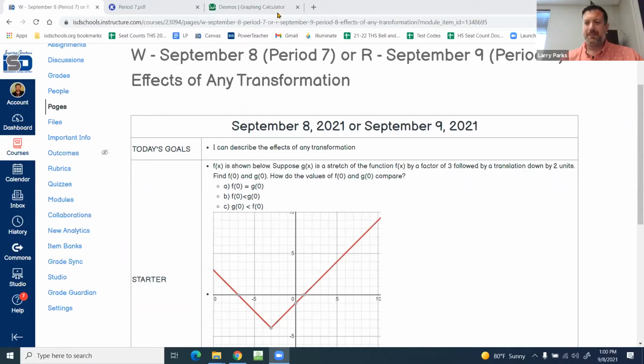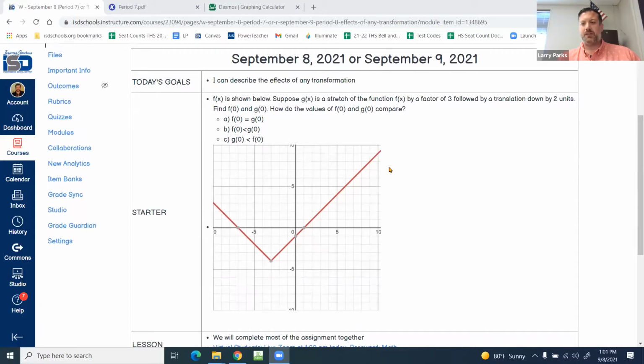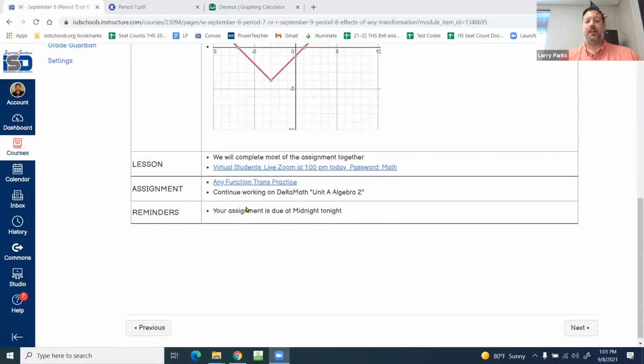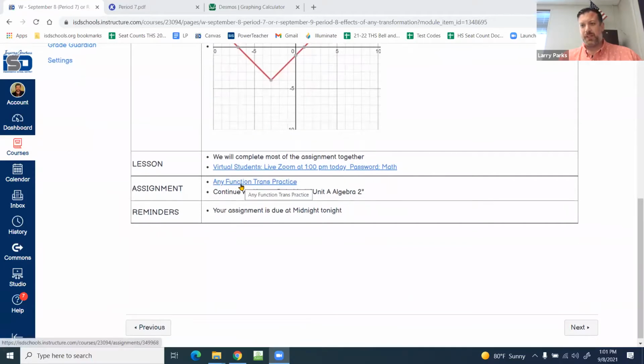All right. Good afternoon. It looks like it is time to go ahead and get started. So, our goal today is, can you describe the effects of any transformation? And so I have a starter out there that I highly encourage that you do. And we're going to open this up and we're going to complete most of this together.